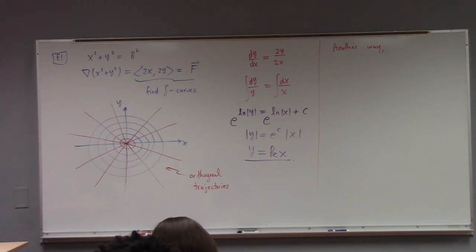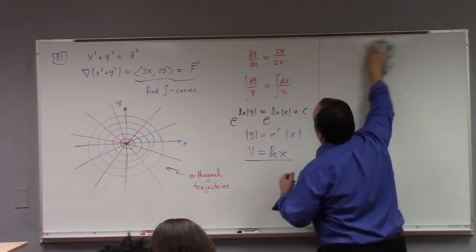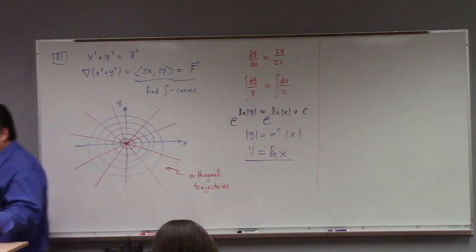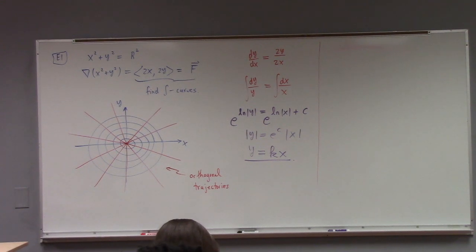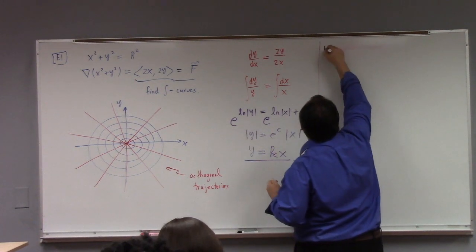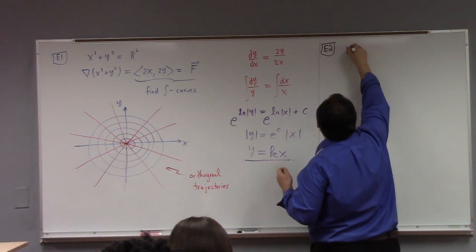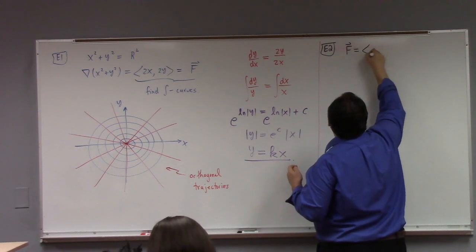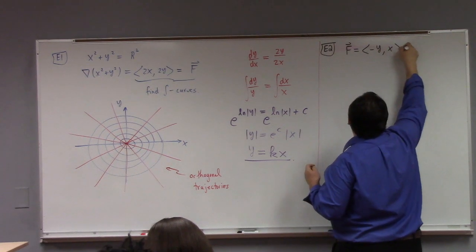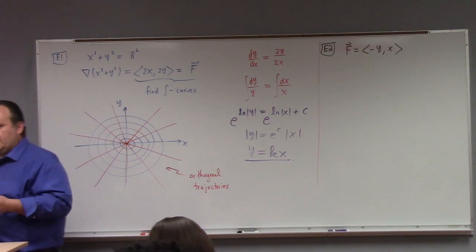Let's look at another example. Example 2, so I find my marker. So this was example 1. Example 2. Let us take a look at the vector field f equals to minus y comma x. All right, let's see if we can find the integral curve to this vector field.